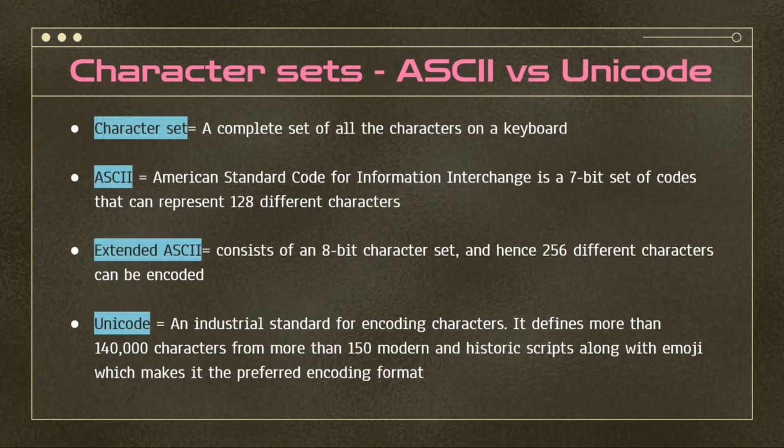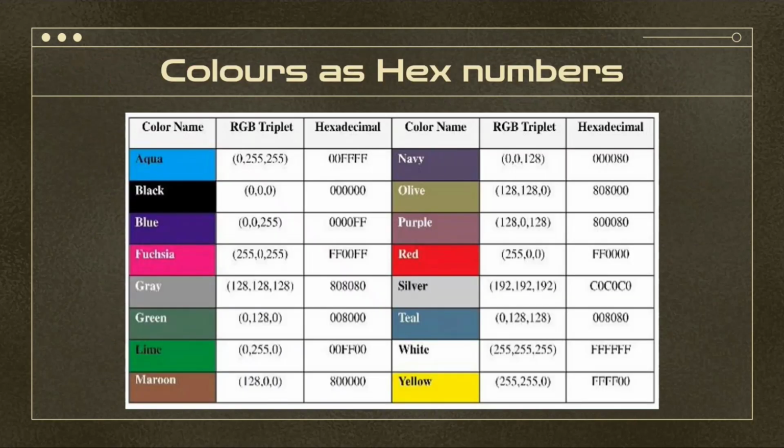So a character set is a complete set of all the characters on a keyboard. There's ASCII and extended ASCII, which are 7 and 8 bits, and can represent 128 and 256 different characters. However, the preferred encoding format currently is Unicode, as it uses more bits, which means it can define more than 140,000 characters, which is more accessible for using different languages. And these are just some examples of colors as hexadecimals.